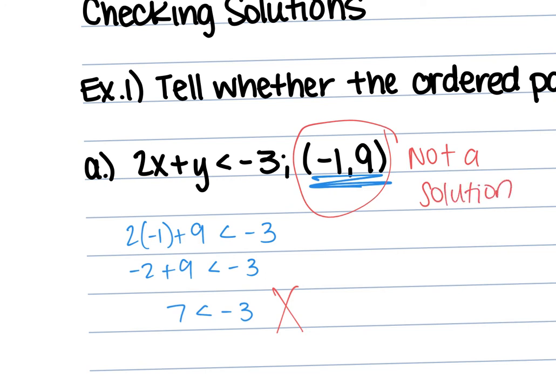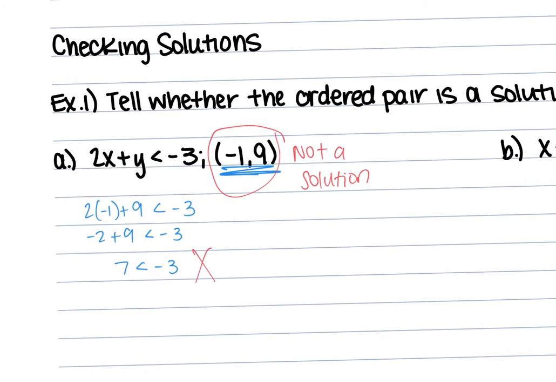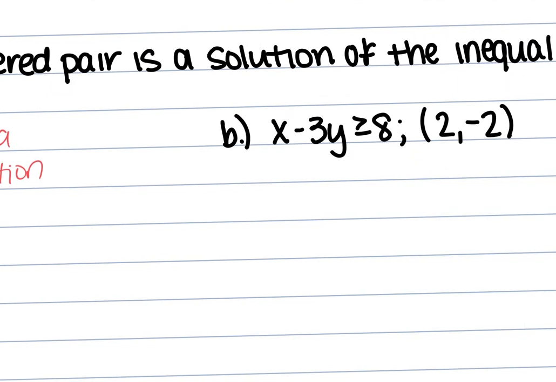Notice how I'm saying it's not a solution, and I'm not saying it's not the solution, okay? Because there's going to be a bunch of different solutions, actually infinitely many, for these inequalities, okay? So it's not a solution. Cool beans? Yes.